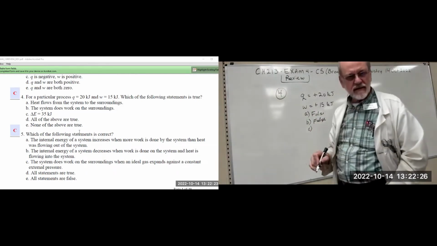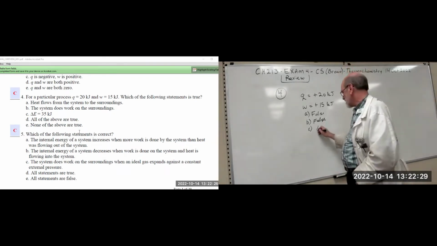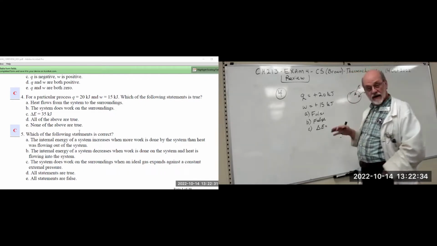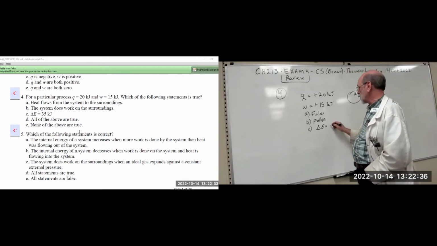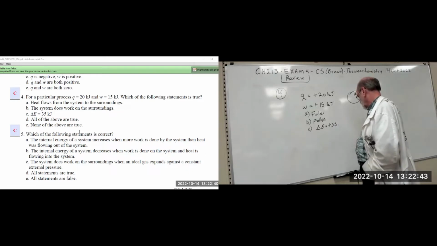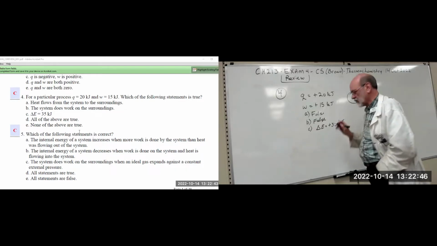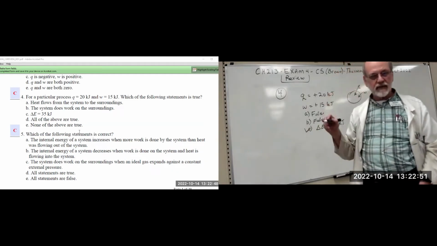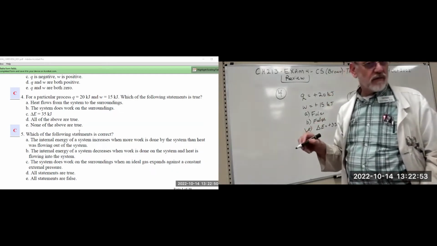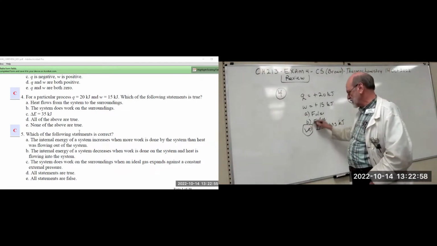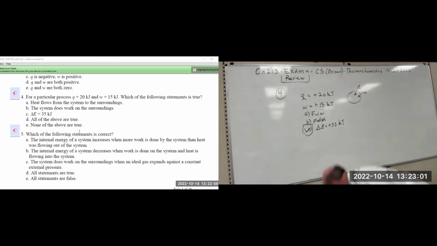How about C? Delta E equals what? Well, if we add it up ourselves, a positive 20 and a positive 15 is a positive 35. There we go. And that's true. So all of the above are true? Nope. None of the above are true? Nope. Just this one. C is true.